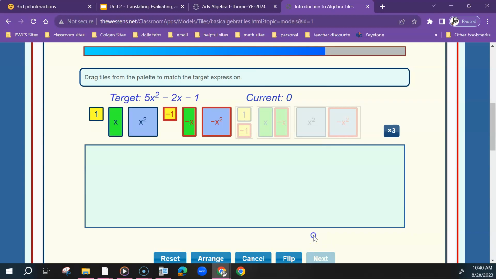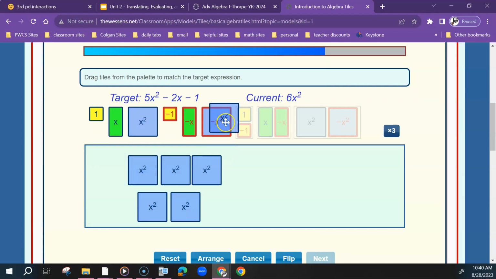So now we have 3 things going on. Someone give me one of those things. How would we model just one? 5 big squares. 5 of the big squares on the positive side. Someone give me another one. Jezebel. 2 rectangles on the negative side, and then the -1. Oh, Clarissa. One of the small negatives on the red side.